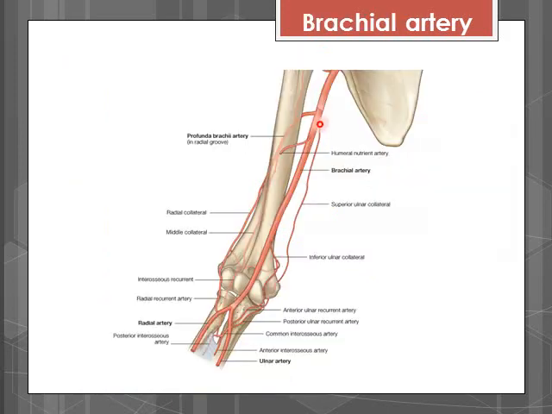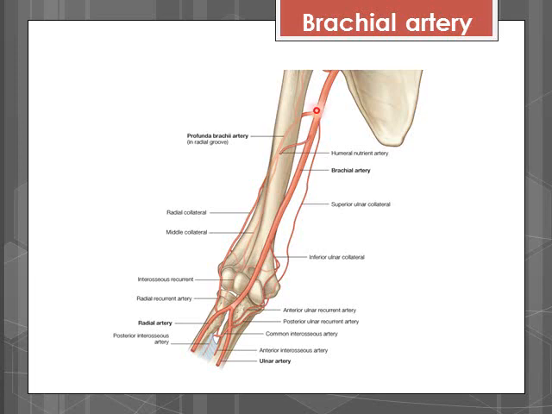Now the brachial artery, which is a continuation of the axillary artery, passes in the arm superficially, I mean just below the deep fascia, and it terminates at the level of the neck of the radius by dividing into two terminal branches, the radial and the ulnar arteries.